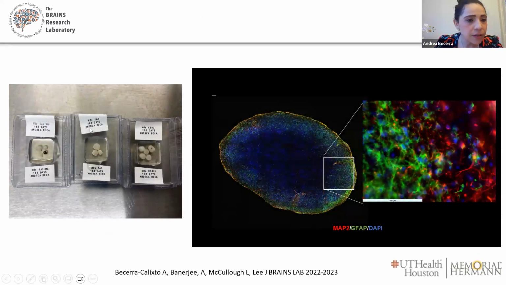Around 120 and 180 days, this is how the organoids look. They can reach sizes from 0.5 millimeters to 1 centimeter. And if we analyze the histology using immunofluorescence, we can detect areas of the brain in these organoids.